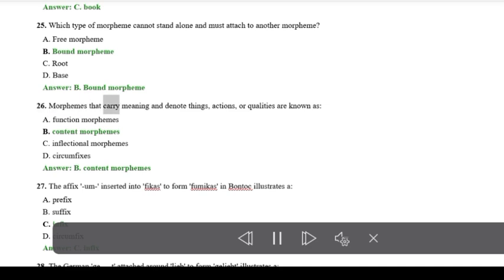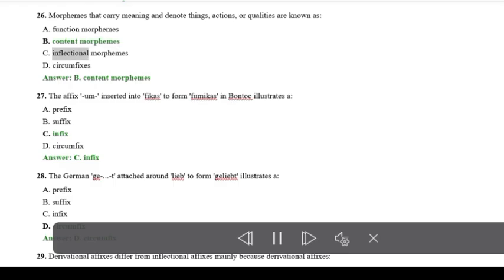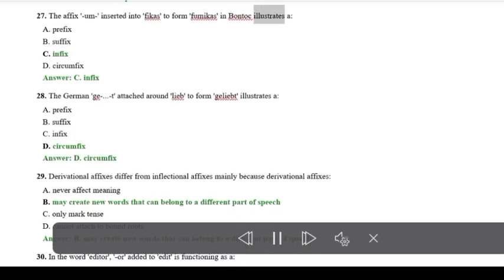26. Morphemes that carry meaning and denote things, actions, or qualities are known as A. Function morphemes. B. Content morphemes. C. Inflectional morphemes. D. Circumfixes. Answer: B. Content morphemes. 27. The affix -um- inserted into fikas to form fumikas in Bontoc illustrates A. Prefix. B. Suffix. C. Infix. D. Circumfix. Answer: C. Infix.